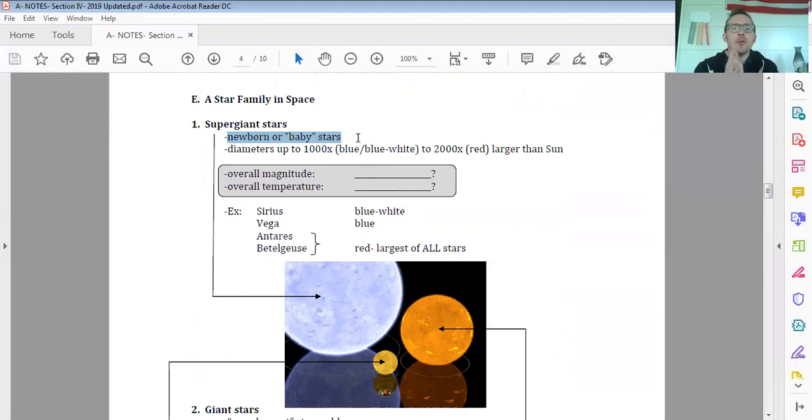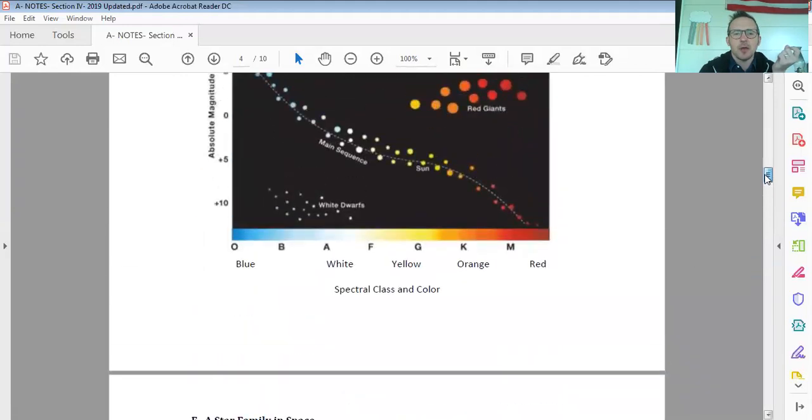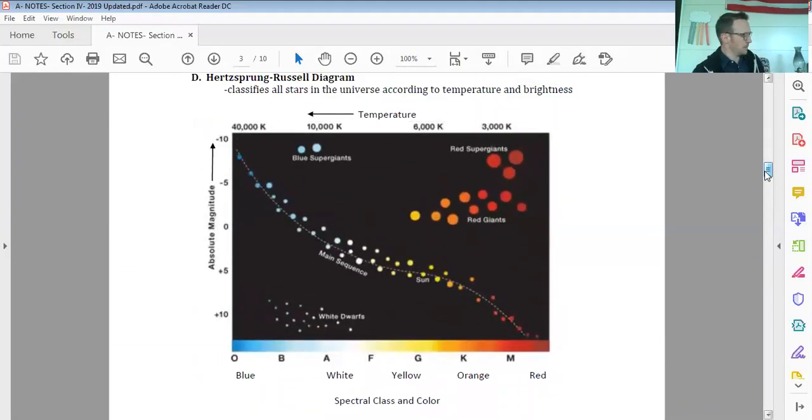So the blue variety is up to 1,000 times larger than our sun. But the red flavor are the real whoppers. They are up to 2,000 times larger than our sun. So we've got 2 blanks here. Take a minute, figure out what would be the overall magnitude, the brightness, and the temperature for supergiant stars.